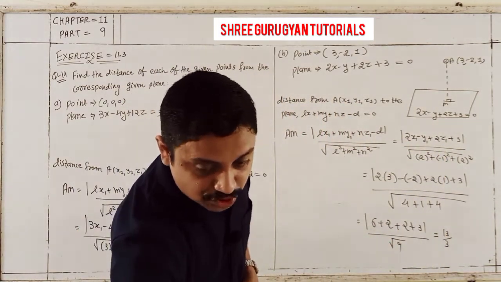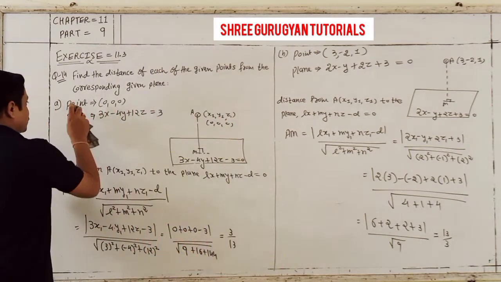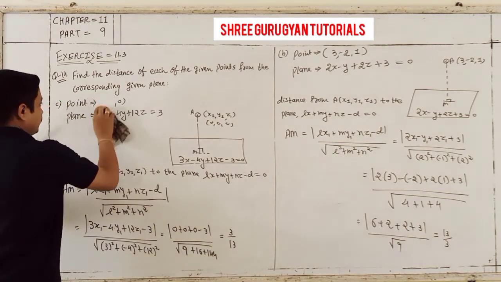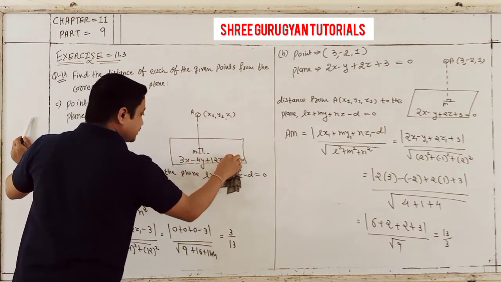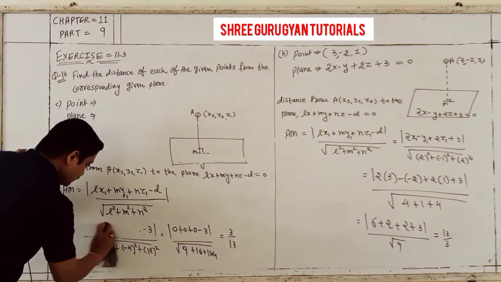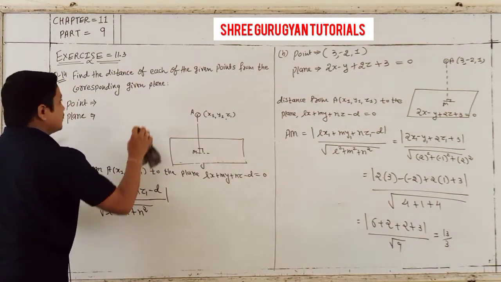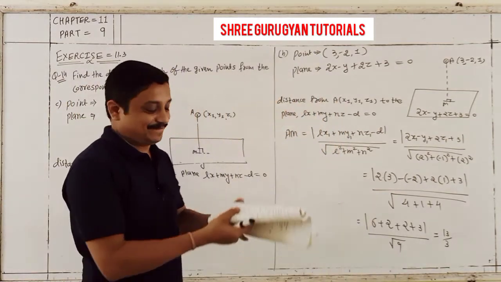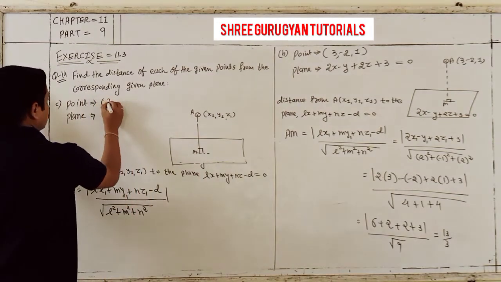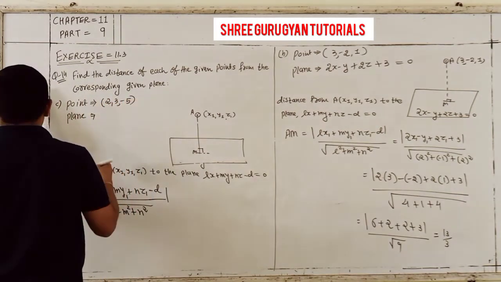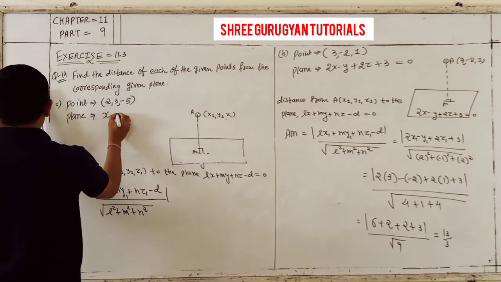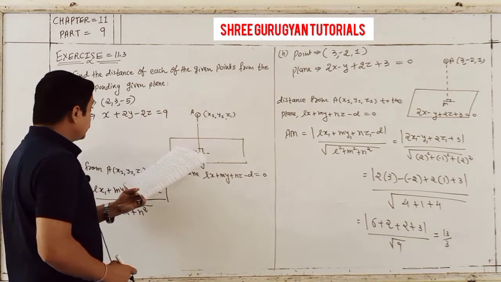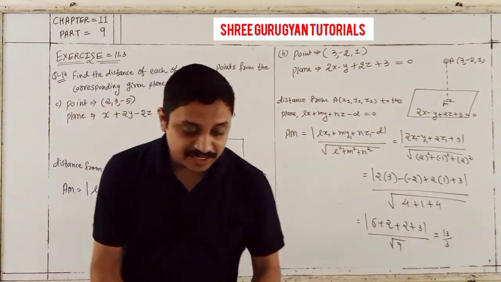Now students, continue with question number three. There are a total of 4 questions given. In part C, the point is different and the plane is different, only this I change. The statement is the same. My point is 2, 3, minus 5, and the plane I have is x plus 2y minus 2z equal to 9. So very easy, students.